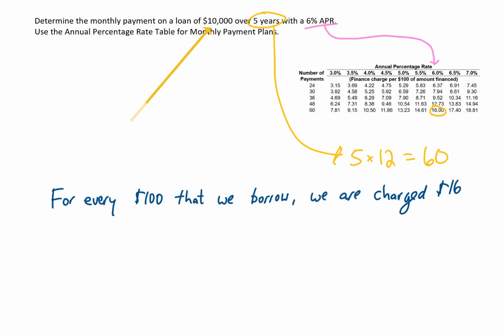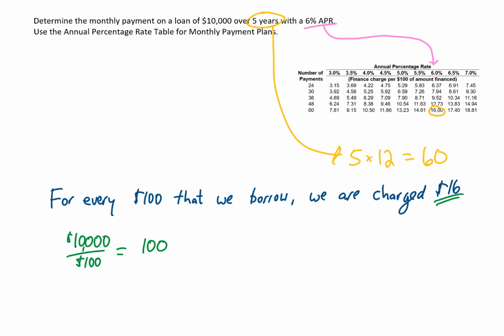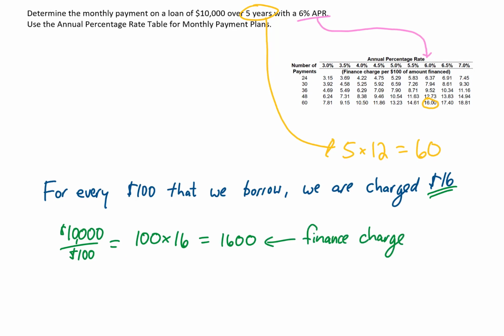So how many hundreds of dollars are we borrowing? Well, we're borrowing $10,000. If we want to know how many hundreds that is, we can divide that by $100. That gives us that we are borrowing 100 increments. We are charged $16 per increment, so our total finance charges for taking out this loan is $1,600. So we're borrowing $10,000 and we have a $1,600 finance charge on top of that.